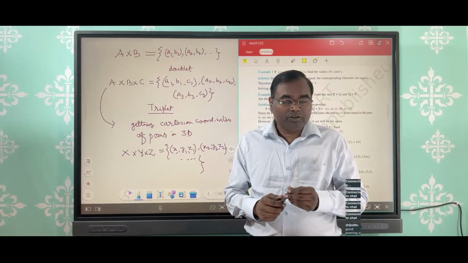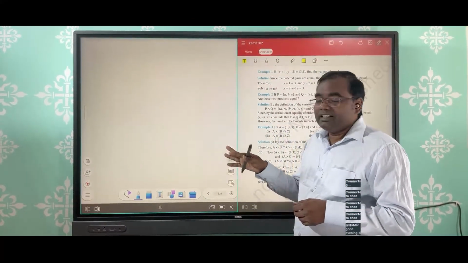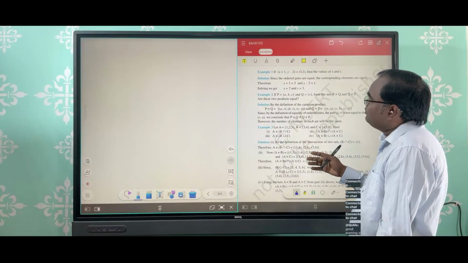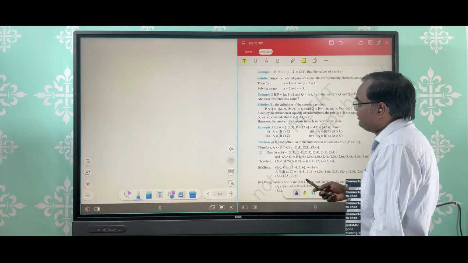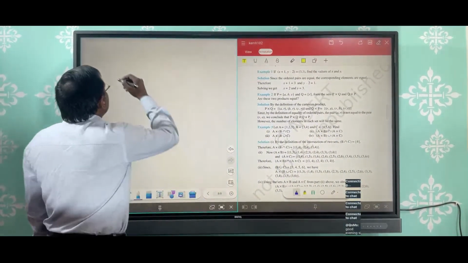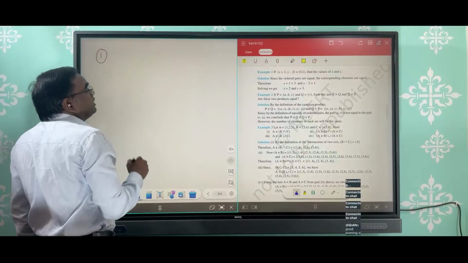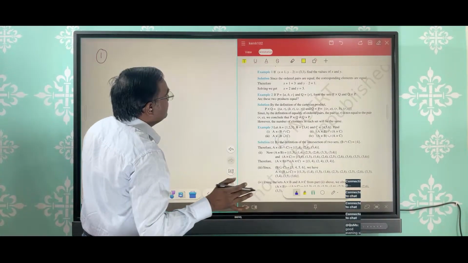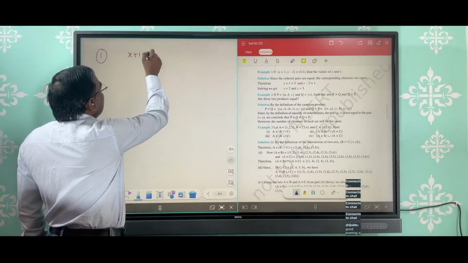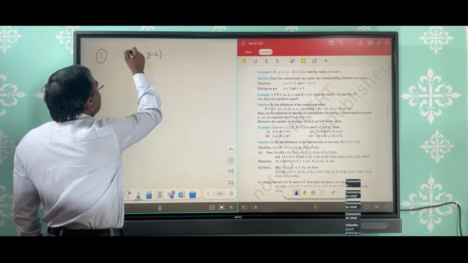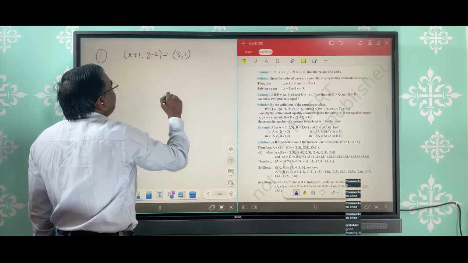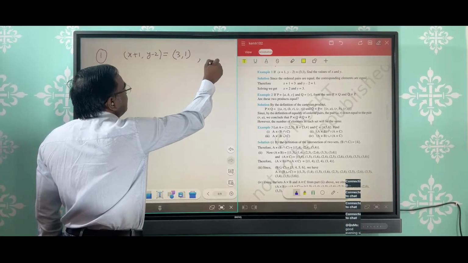Okay, so let us explain this with the help of some examples. Before that, let us solve some basic problems that are given in your textbook. So we are solving the problems from very simple to the tough ones. Let's say x plus 1, y minus 2 is equal to 3, 1. Then find x and y.